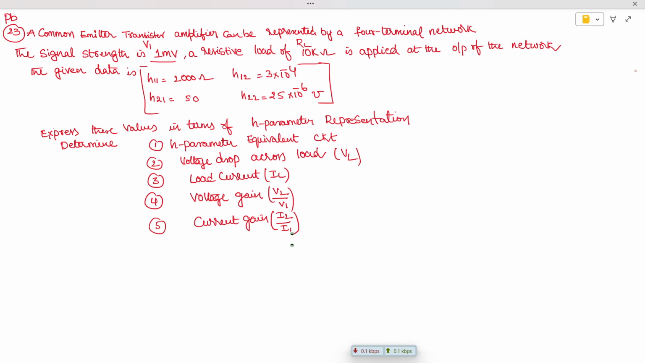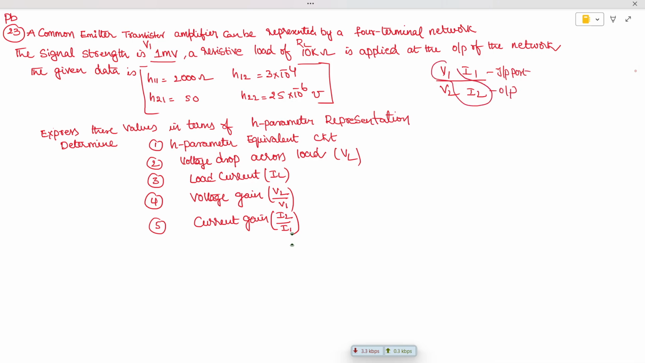Okay, we have to express in H parameter representation, and we have to find the equivalent circuit, VL, load current, voltage gain, and inverse current gain. Sorry, current gain and voltage gain. So already we know how to represent the standard format. So we have V1, I1 and V2, I2. This is with respect to the input port. This is with respect to the output port.